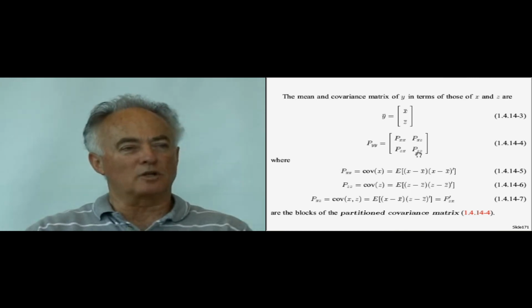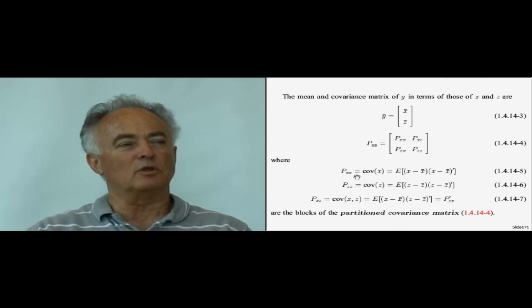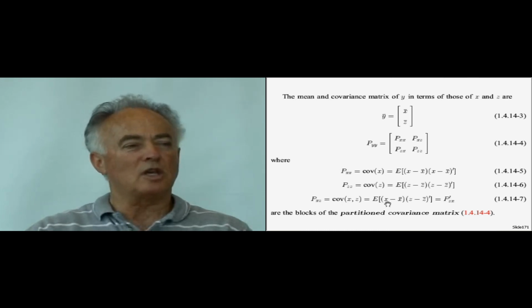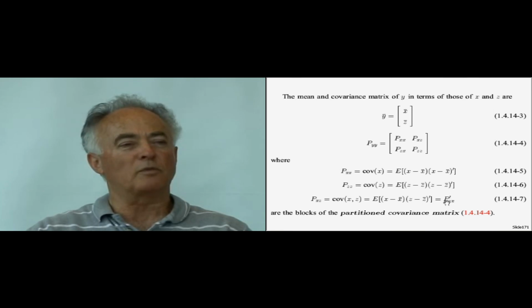The second block is the covariance of z. We denote again x with itself, z with itself, and the off-diagonal block, pxz, is the covariance between x and z, E of x minus x bar, z minus z bar transposed, which is the transpose of pzx, because then we have to take them in the opposite order. So, with these blocks, we have the partitioned version of the covariance matrix of this stacked vector y.